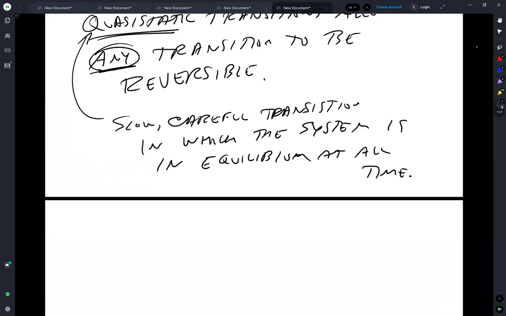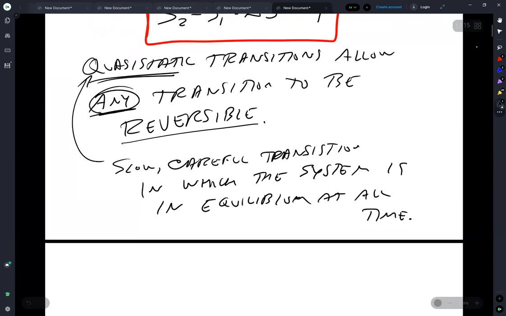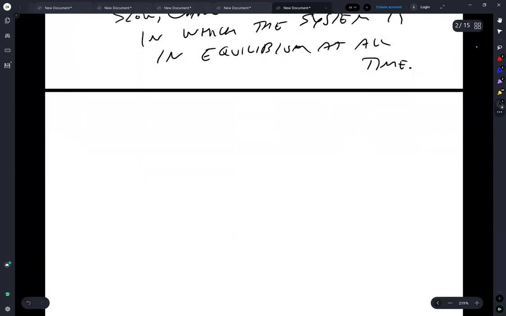Now, we know that this is, you know, entirely fictitious to say that any transition can be reversible, right? Because, you know, I can't imagine, you know, dropping my pencil on the floor in a reversible fashion. But nonetheless, it's a construct that we're going to use that's going to allow us to investigate the nature of entropy.